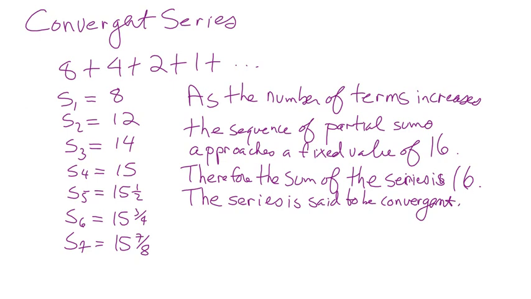Convergent. Okay? Which means it's a series with an infinite number of terms which approaches a fixed value. Convergent. As opposed to, what's the opposite of convergent? Divergent. Okay, so I'll give you a moment to write that down.